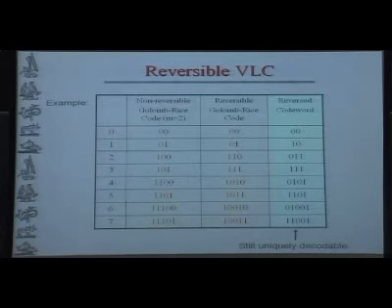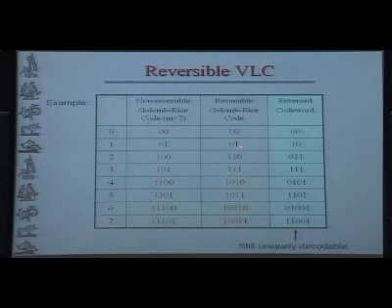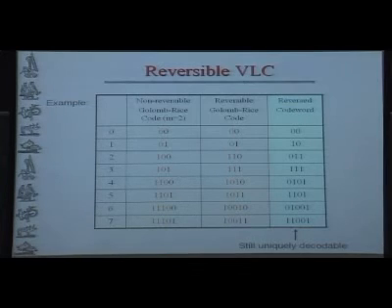Prefix conditions, right? Do we satisfy the prefix condition here? Yes. We're okay with 0, 0. We're okay with 0, 1. We're okay with 1, 1, 0. We're okay with 1, 1. Looks like we satisfy the prefix condition. So this is a pretty reasonable code.